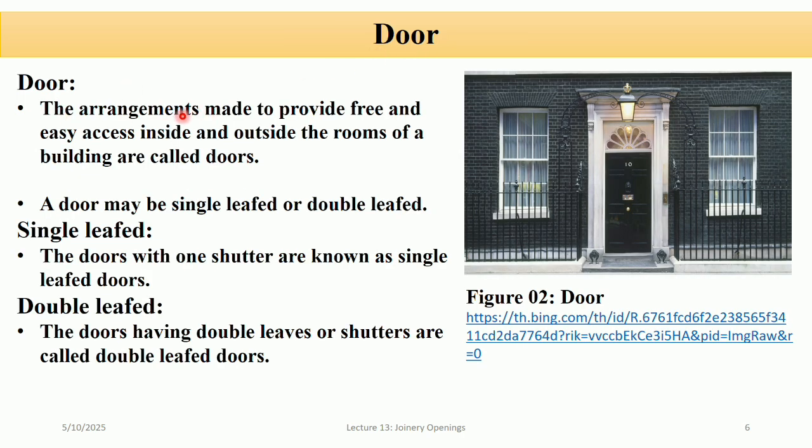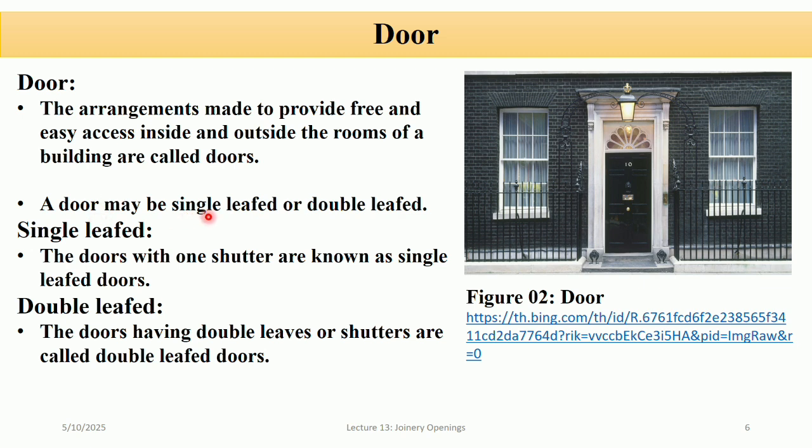Door. The arrangement made to provide free and easy access inside and outside the rooms of a building is called a door. Doors are an essential component of a building that provide controlled access to and from different rooms or spaces. They serve both functional and security purposes, ensuring ease of movement, privacy, protection from external elements, and aesthetic appeal.